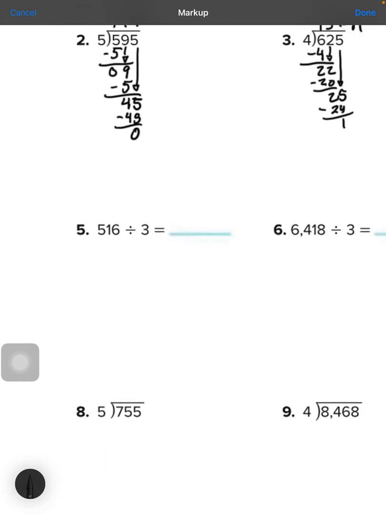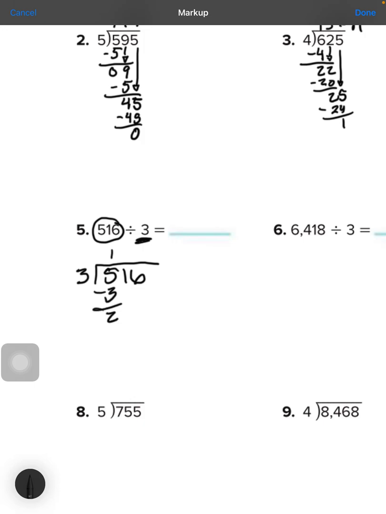Okay, now this is number 5. They want to see if you can bracket it up correctly. This is the divisor, so it goes on the outside of the bracket. And this is the dividend, so it goes inside. All right, 3 will go into 5 one time.